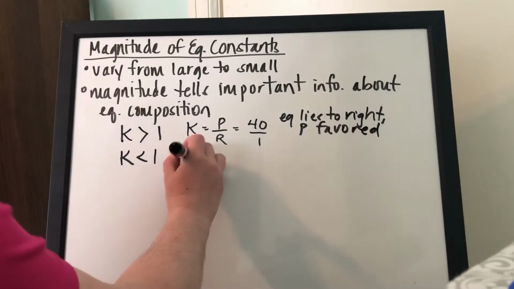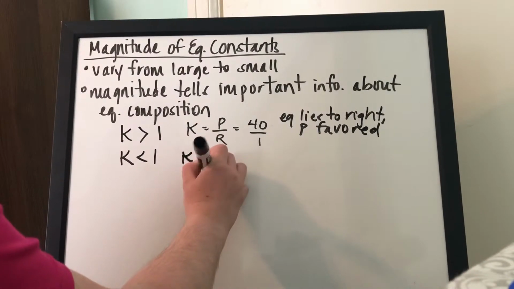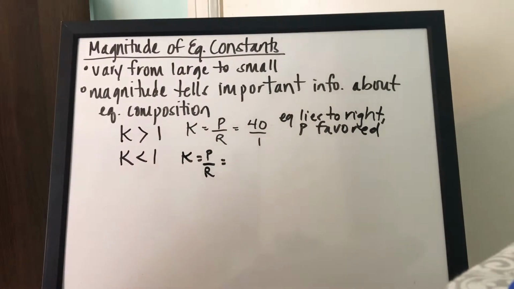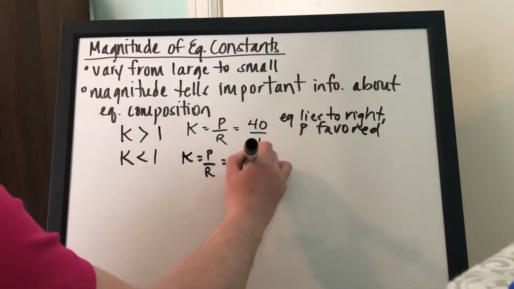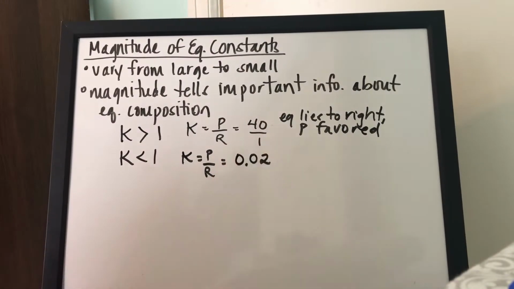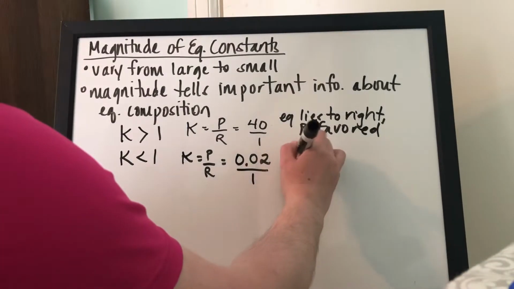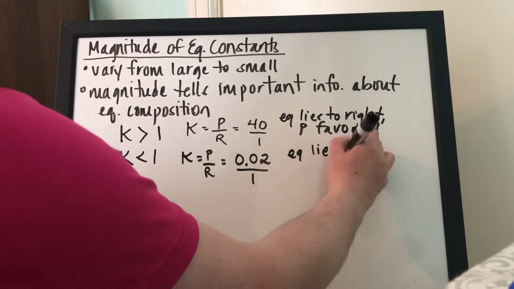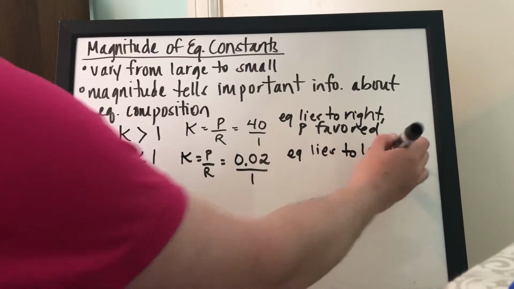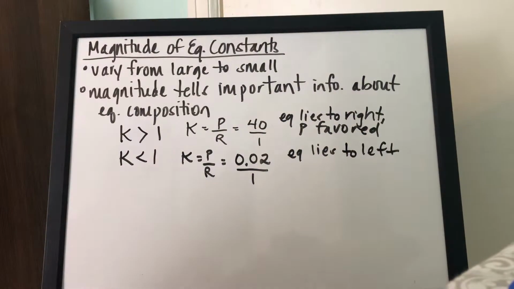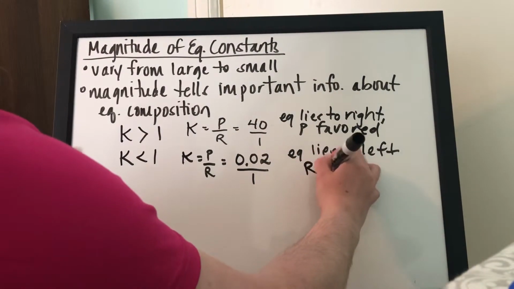And again, you can think about K being P over R. So let's say you had an equilibrium constant of 0.02. You can also make that a fraction by putting it over 1. And of course, in this case, which one is bigger? Of course, R is bigger. So if K is less than 1, equilibrium is said to lie to the left, okay, or the left-handed side of the reaction, and the reactants are favored.